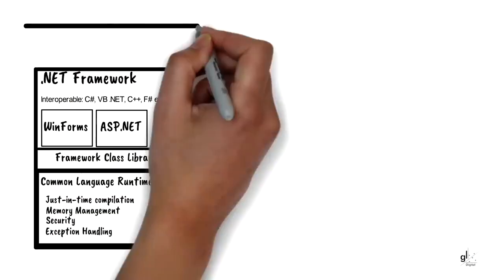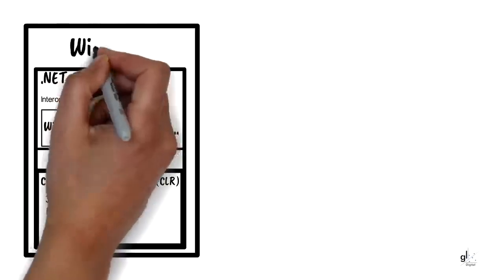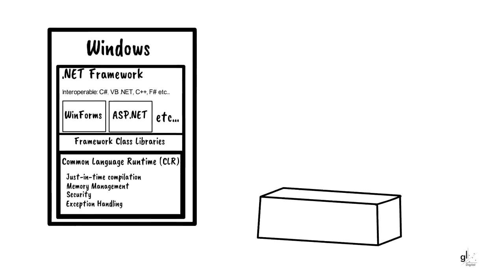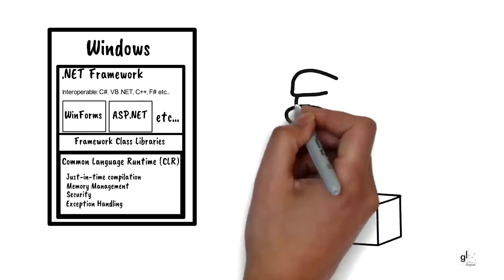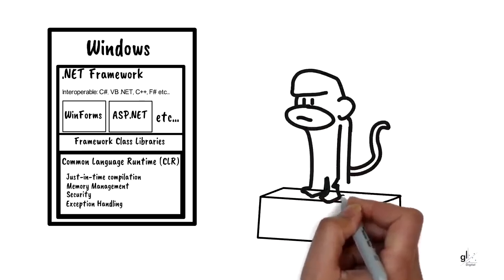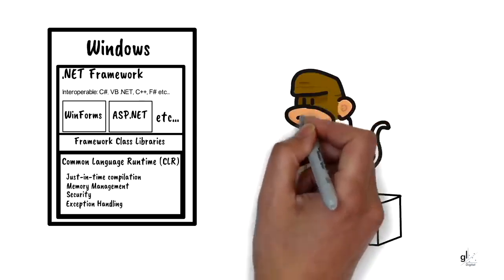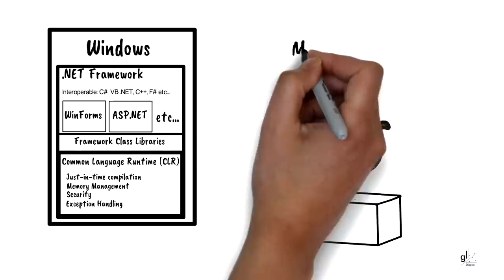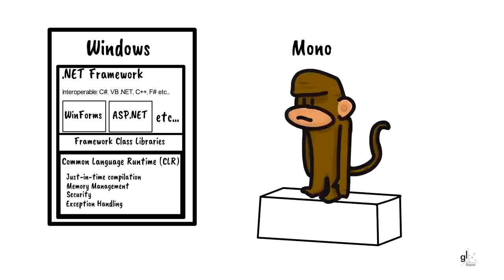This was great, but .NET Framework could only run on Windows platforms and required a monolithic installation. .NET Framework does not run on Linux or Mac OS. Mono was released on June 30th, 2004. Mono is a free open-source implementation of Microsoft's .NET Framework based on the ECMA standards for C# and the Common Language Runtime. Mono was a version of .NET that could run on multiple platforms. Mono can run on Windows, Mac OS, and Linux.